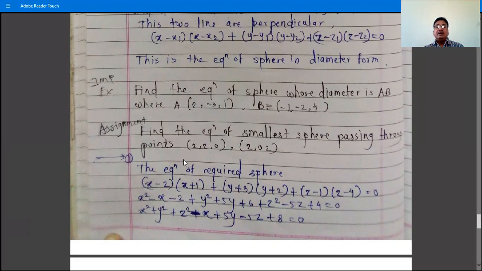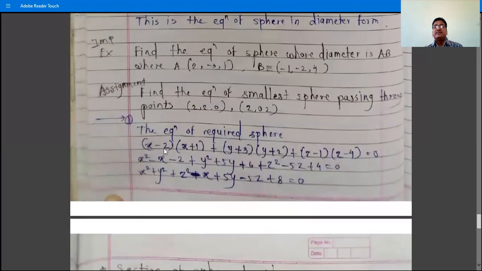Compare. Then the equation of the sphere is what? The equation of the required sphere is (x minus x1), that is (x minus 2), into (x minus x2), means (x minus minus 1), become (x plus 1), then plus (y minus y1), that is (y plus 3), into (y minus y2), that is (y plus 2), plus (z minus 1) into (z minus 4) is equal to 0.